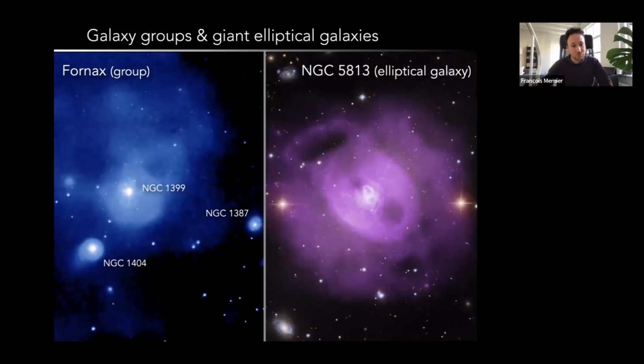Just a quick slide here to show you that this is also the case, not only in clusters, but also in groups of galaxies, and even in elliptical galaxies. So you can see here, I really like this picture of the Fornax cluster, where you see that, for example, this hot atmosphere is also found surrounding individual massive elliptical galaxies. This is another famous example here.